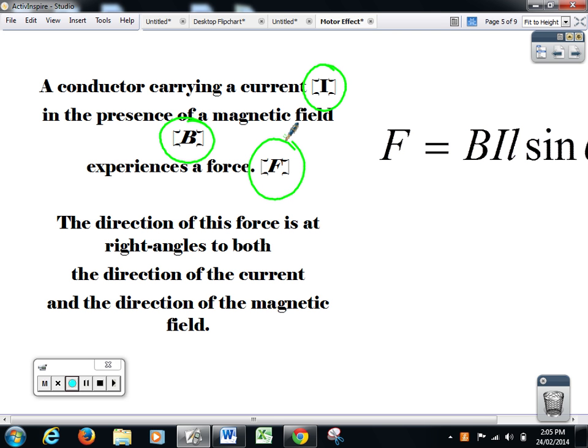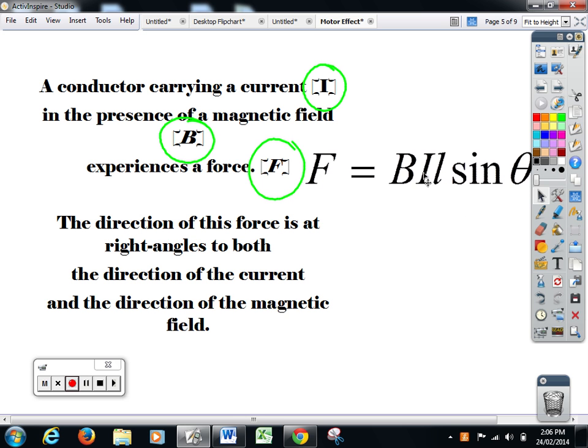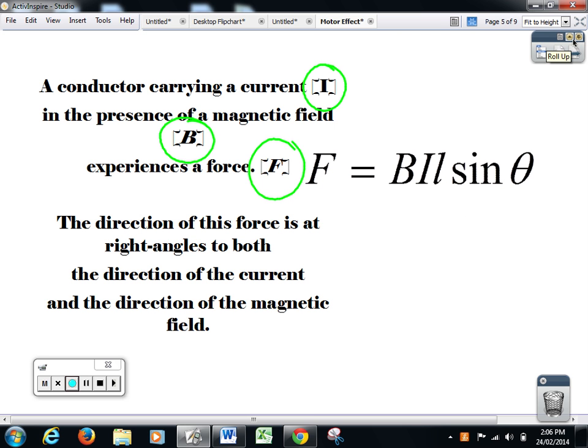The second part is often you don't need to quote it, but for higher levels of answering you might. The direction of this force is at right angles to both the direction of current and the direction of the magnetic field. And we get a formula out for it, but the motor effect, from that definition, would equal BIL sine theta.